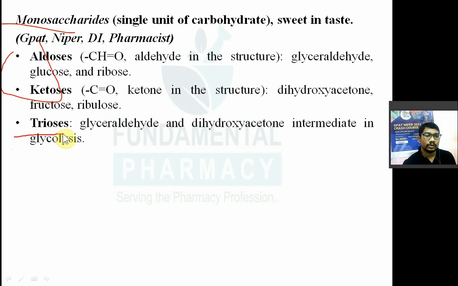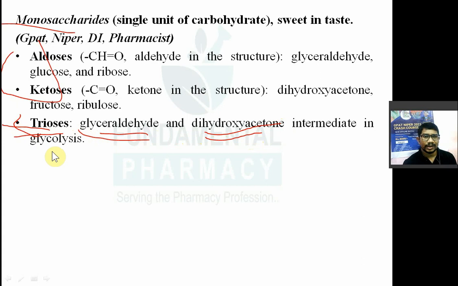Trioses. Tri means three. So tri is the term for three carbon. Trioses means a three carbon atom containing sugar; this sugar will have three carbon atoms only. For example, glyceraldehyde and dihydroxyacetone. Glyceraldehyde is a triose containing an aldehyde group, so it is known as an aldotriose, and dihydroxyacetone is a ketone containing triose, so a ketotriose.